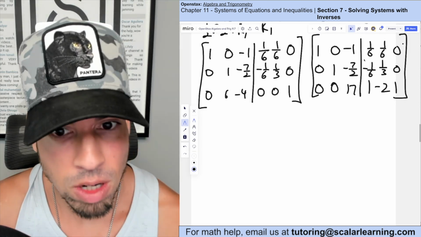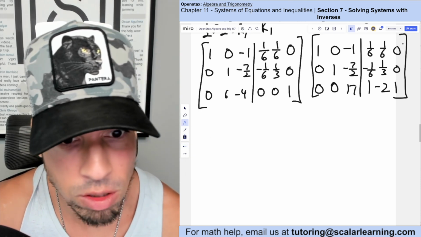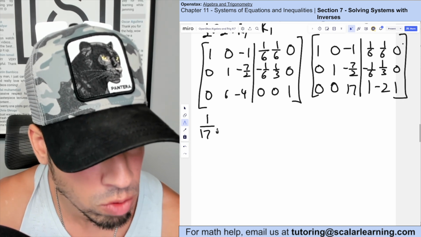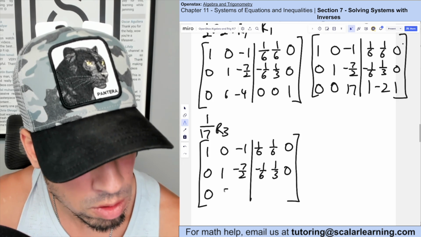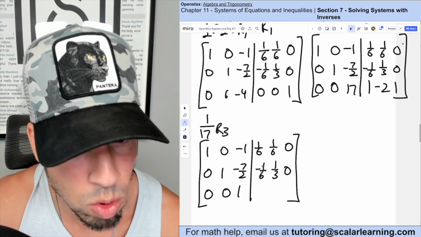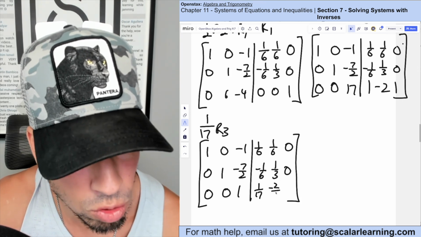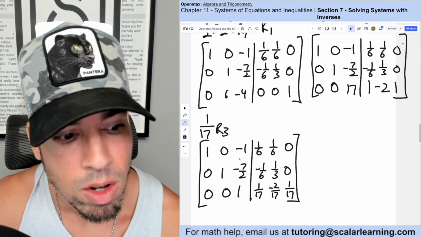Now we're on the final column. What we got to do is start by flipping this guy to a 1. So I'm going to multiply by the reciprocal, 1 over 17, against row 3. Let's write it out. So we got 0, 0, that times 17 is 1. That times 1 is 1 over 17, times negative 2 is negative 2 over 17, and then times 1 is 1 over 17. All right, we got two things left.